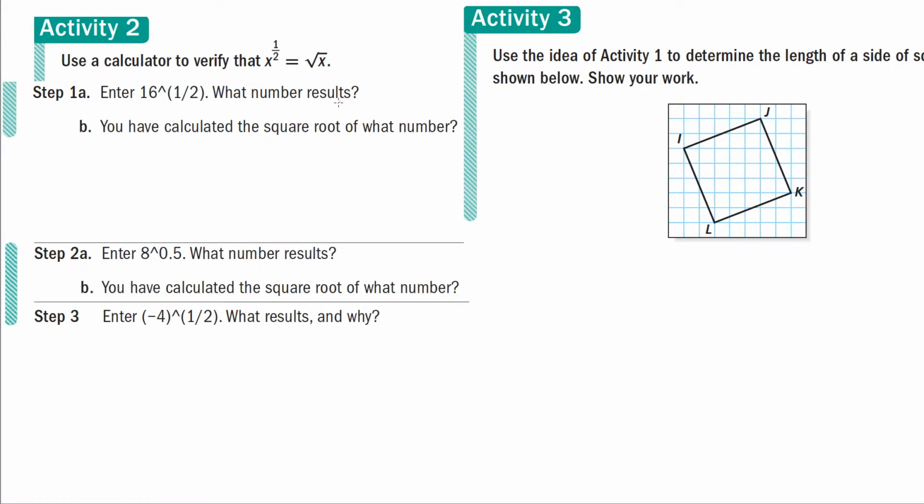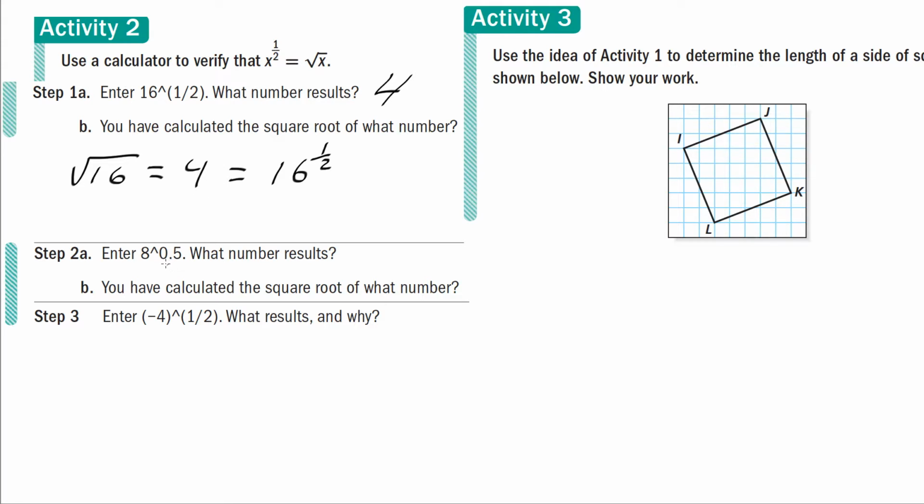You should have gotten 4 as a result. You have calculated the square root of what number? You've calculated, based on this, that the square root of 16 equals 4, and you've shown that 16 to the 1/2 power also equals 4.